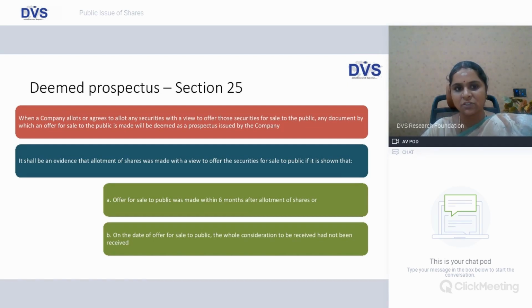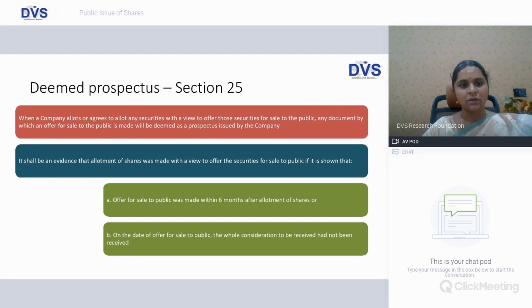What is deemed prospectus? Section 25 says that when a company allots or agrees to allot any securities with an intention to offer those securities to the public, such document which is made as an offer for sale to public shall be deemed as a prospectus. So the intention is going to be an offer for sale to the public, and two conditions are evident in such allotment of shares. One, such OFS, offer for sale, is made within 6 months after you make allotment of shares, or on the date of offer the whole consideration is not received.